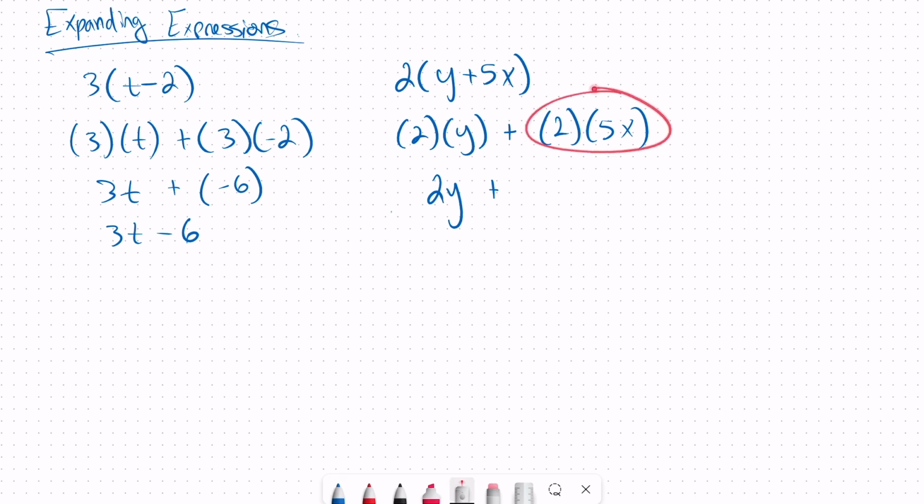We're just multiplying the number times the coefficient and bringing back that x. So 2 times 5 is 10. Bring back that x, it's 10x. Nothing else we can do here, and that is the expanded form here, at least for this problem.